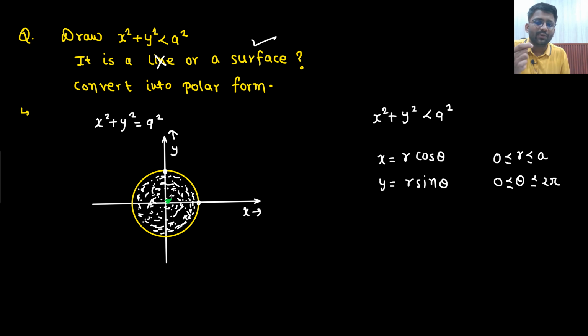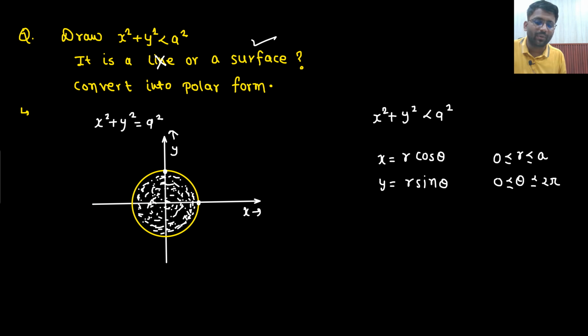That means r can take value 0 as well. r can take value a by 2 as well, a as well. Any value it can take. It can take value 3a by 4, a by 4 as well. And along with that, theta can also vary from 0 to 2 pi. So it will cover the whole surface. Are you able to understand this point or not?